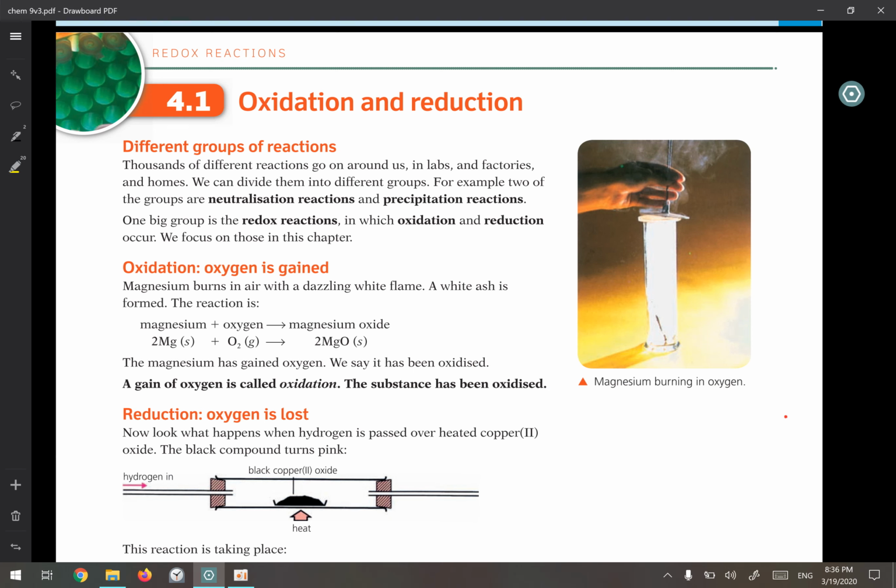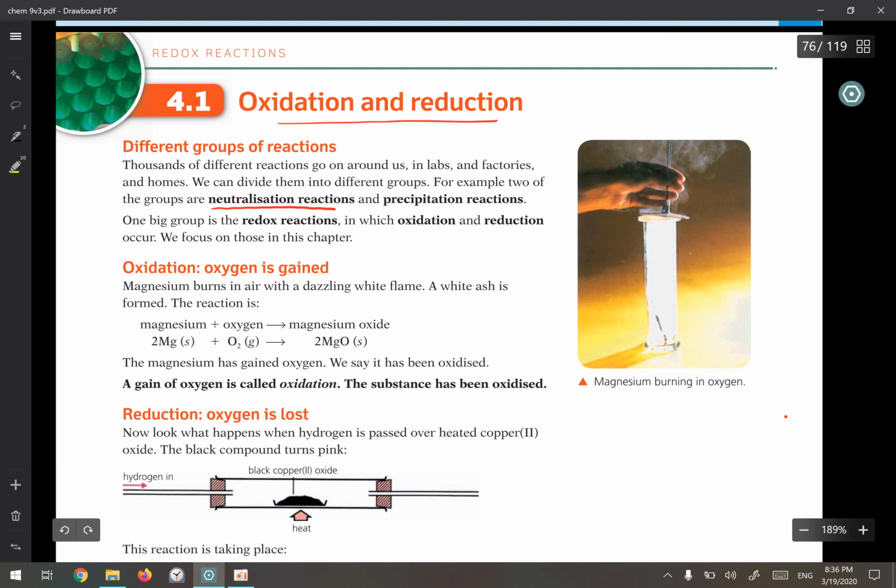In this video, we want to start the new chapter, chapter 4. As you can see here, chapter 4 is about oxidation and reduction. We will explain later on what oxidation and reduction reactions are. But in chemistry you have a lot of chemical reactions, so the scientists divided them into different groups. Some groups of chemical reactions are mentioned here in your book.